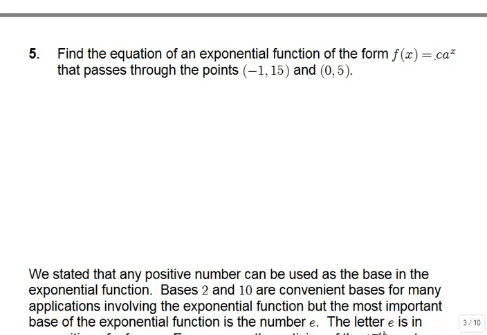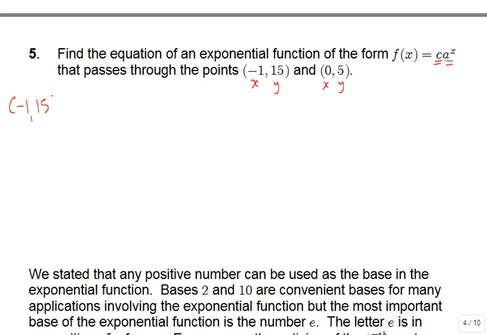So we're trying to figure out what this constant c should be and what this base a needs to be. So what we're going to do is basically use these 2 points to help us figure out what c is and what a is. And these points have x's and y's. So we're going to let x be negative 1, and we're going to let y be 15, then we're going to let x be 0, and we're going to let y be 5. So let's go ahead and do that.